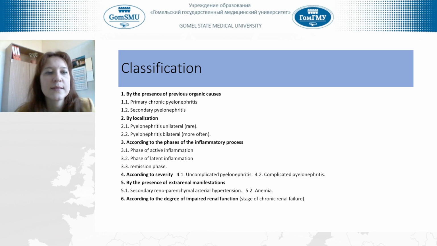According to the presence of external manifestations, it can be secondary parenchymal arterial hypertension, or it can be anemia. According to the degree of impaired renal function, it is staged according to chronic renal failure.